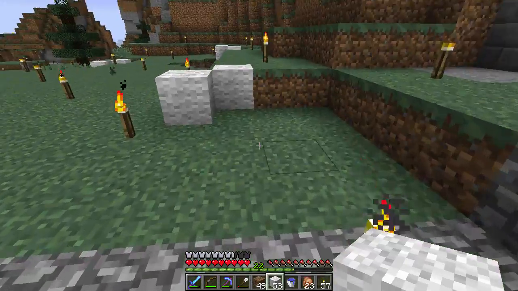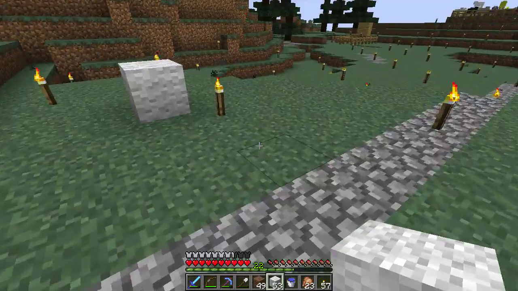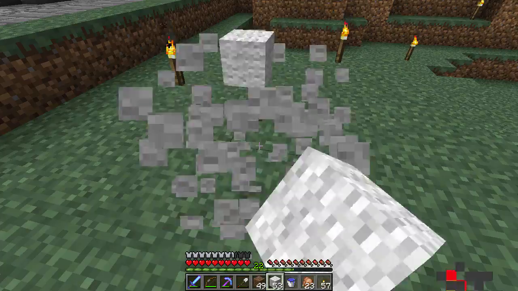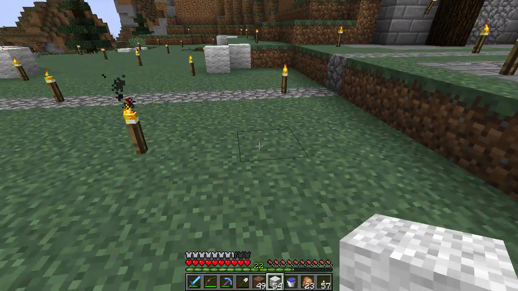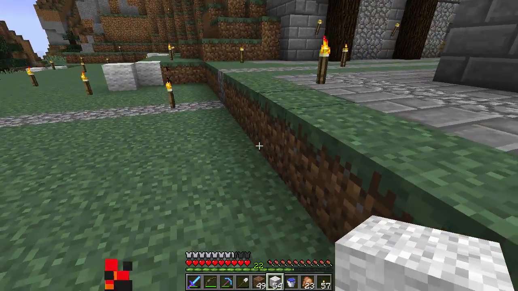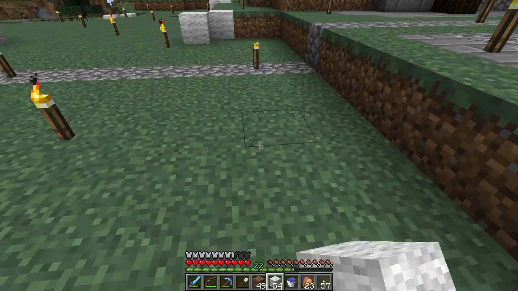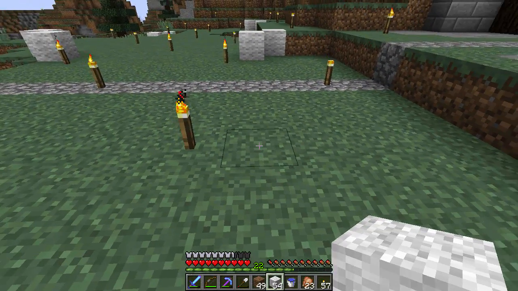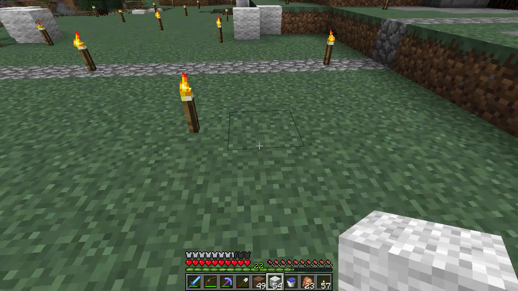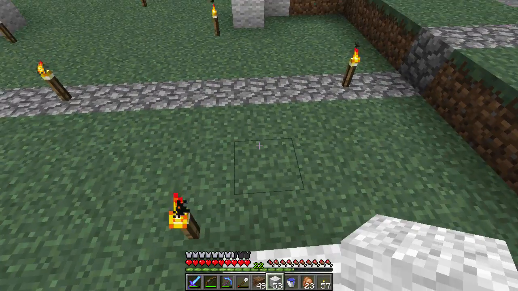So we need to build on the other side of that. 1, 2, 3. Other side of this torch. And I don't know that we want the buildings necessarily to be... Let's see, we've got 1, 2, 3. I think maybe we put the corner of this one over this way.